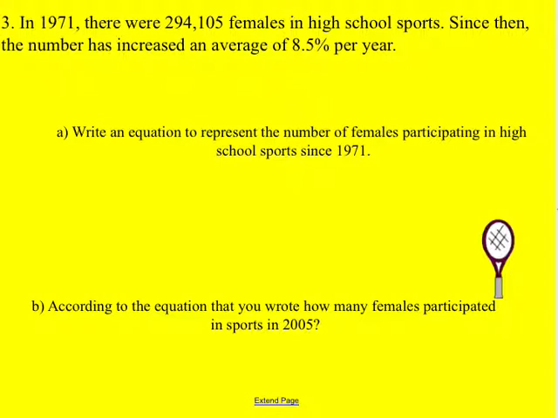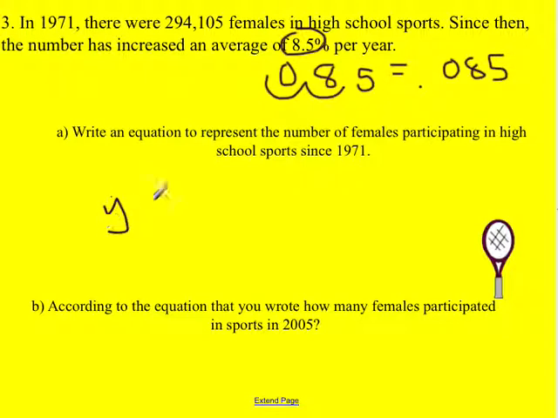It says in 1971 there were 294,105 females in high school sports. Okay, so it's increasing at an average of 8.5% per year. Well, I don't want to leave that as a percent, so I'm going to convert it to a decimal. So that's going to become 0.085 for that decimal.